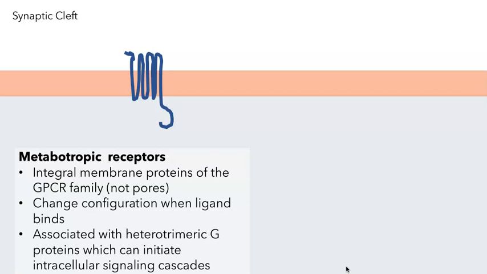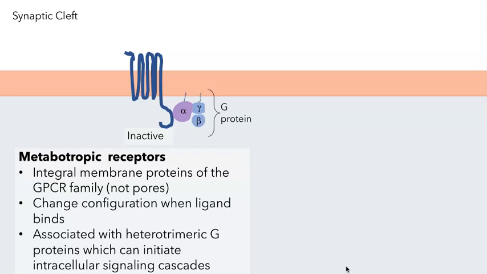I want to also talk about the other class of glutamate receptors. So these are the metabotropic family of receptors. Metabotropic receptors are integral membrane proteins of the GPCR family, but they do not form pores. They are not ion channels themselves. Instead, they're going to change configuration when the ligand binds. Metabotropic receptors like this are associated with a G protein.